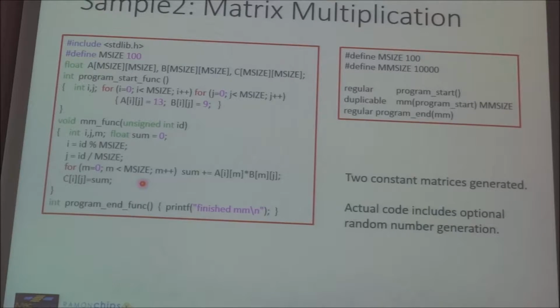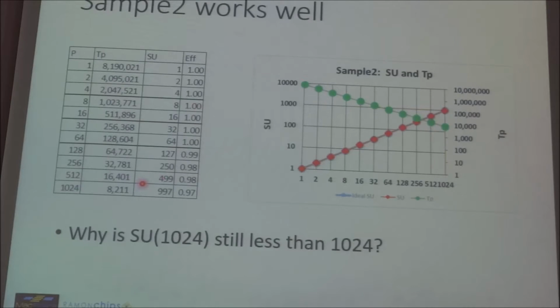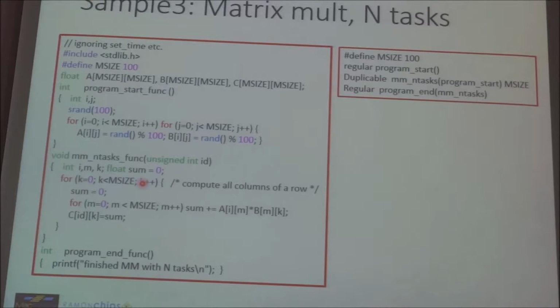So to reduce the relative importance of overhead, we may want to increase the amount of useful work that we do in a task. So the relative percentage of overhead will be diminished. And in this case, we do it with sample number 3, only n tasks. Each task now computes a column of the result.